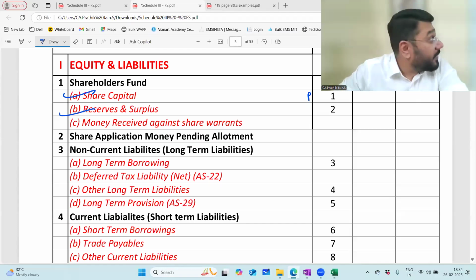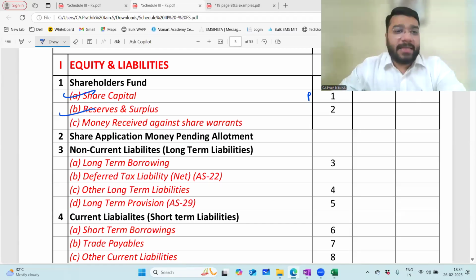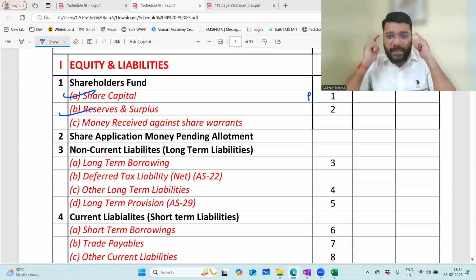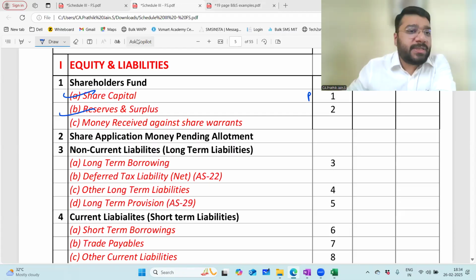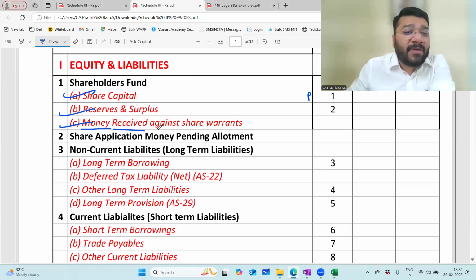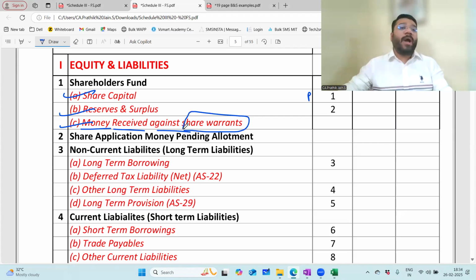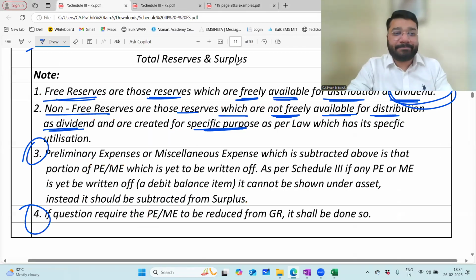Yes, people. Welcome back from break. So let's continue. Here's the next concept that we're going to discuss, which is a part of your shareholders funds classification: money received against share warrants. So the question that arises is, what is the meaning of share warrant? Tell me, people, what is the meaning of share warrant?